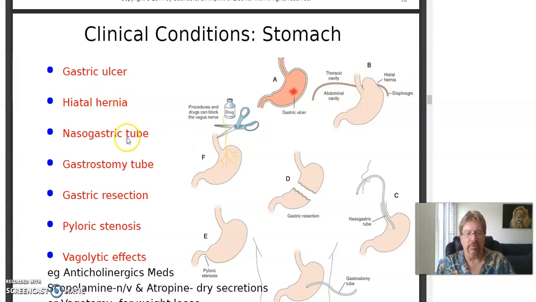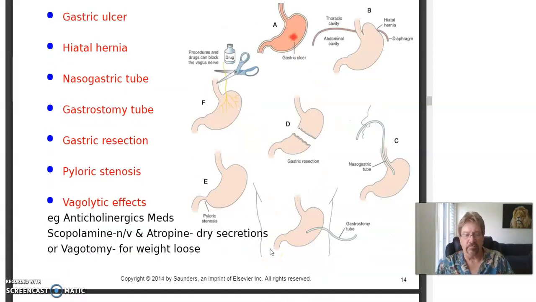Here's the word. Nasogastric tube, they use for different medical procedures. Ostomy, where's that? Here. They have to put nutrients directly into it. Pyloric stenosis, where the pyloric sphincter is too small or doesn't open up enough. You see this sometimes in small infants and all. Vagolytic, let's see, anticholinergic meds, atropine, dry secretion, and weight loss. Okay, weight loose. I think they meant loss.